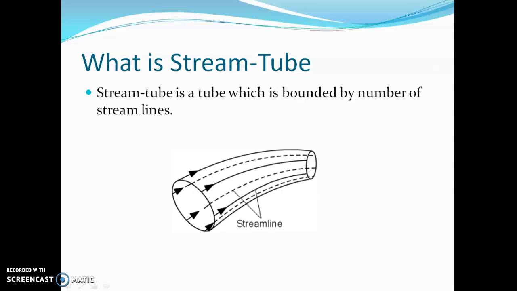Let me introduce to you what is a stream tube. A stream tube basically consists of various streamlines. So here we have different streamlines which are making a tube and it contains fluid. That is, some fluid is bounded inside the stream tube, and the fluid may enter the tube from here and then it exits from the other side.